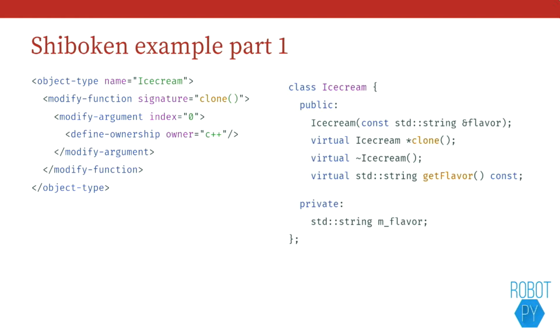And here we're actually saying that the bindings should not destroy the object. It should instead let C++ deal with the memory management, because we get a pointer, so it doesn't necessarily know how to handle that.